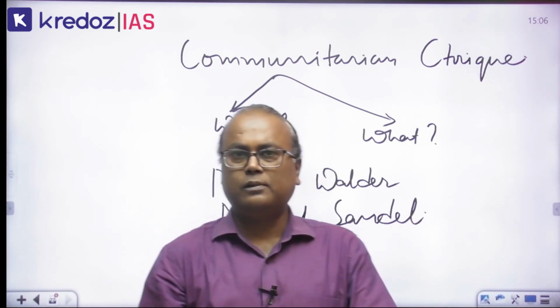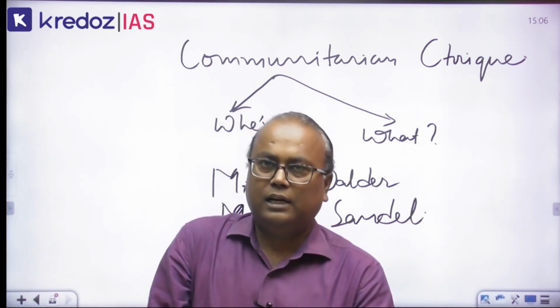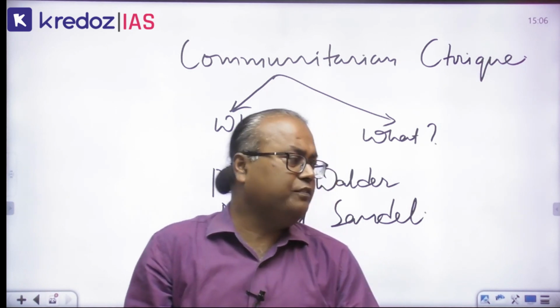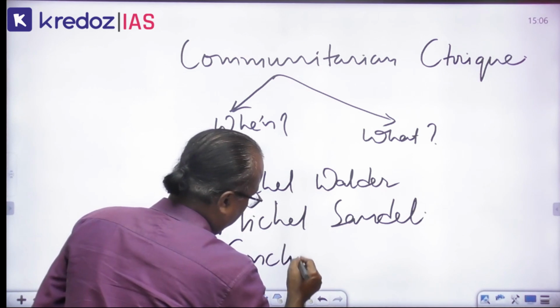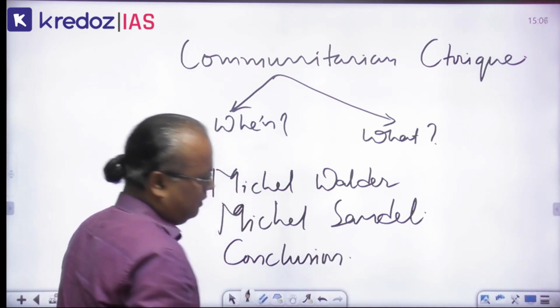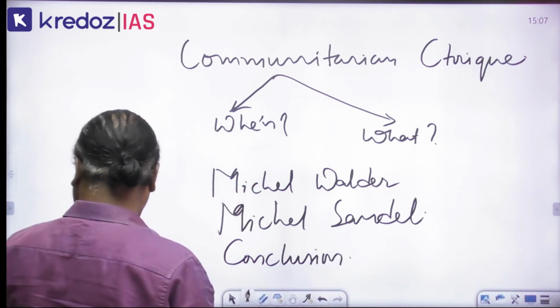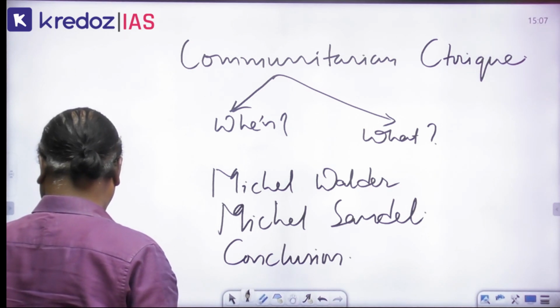Now, last is the conclusion of the communitarian critics. Conclusion. If you go by this way, okay, with the detailed plan lecture, it is very easy for you to understand the PSIR.